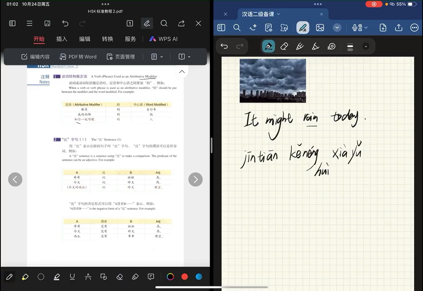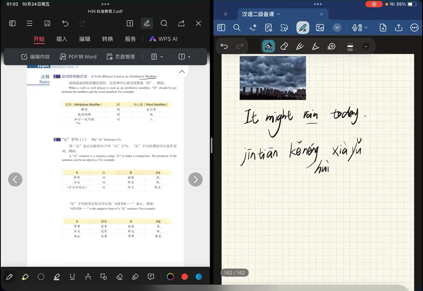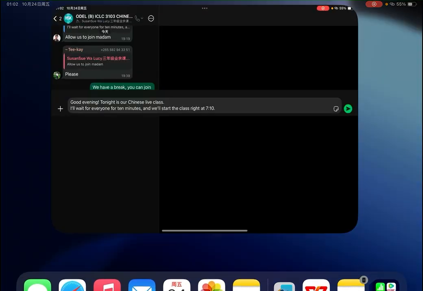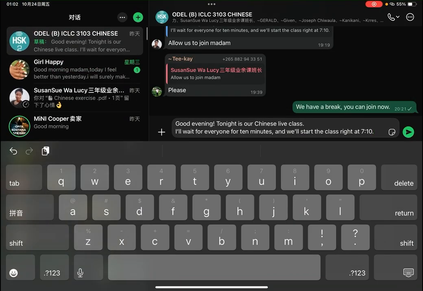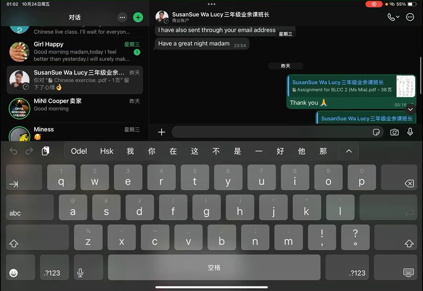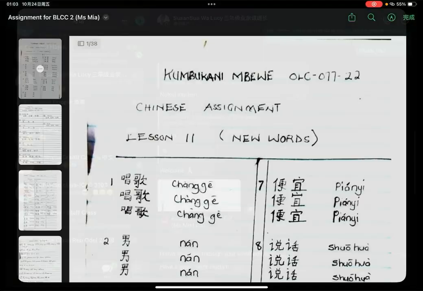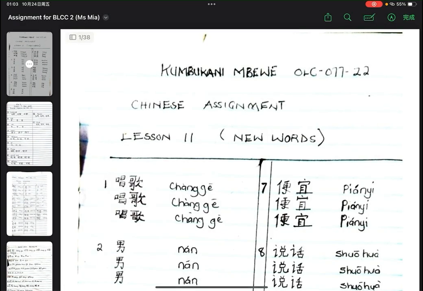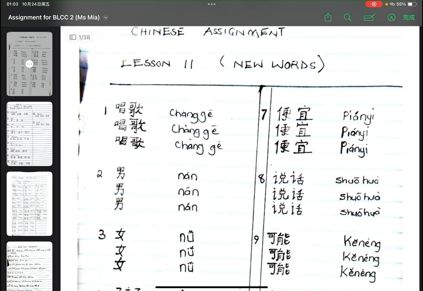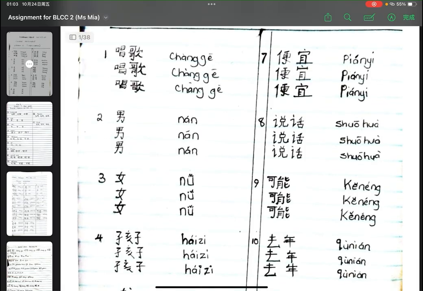And finally, let's take a look at everyone's homework. So let's see how well you did and if there are any mistakes. Let's see that. Okay.